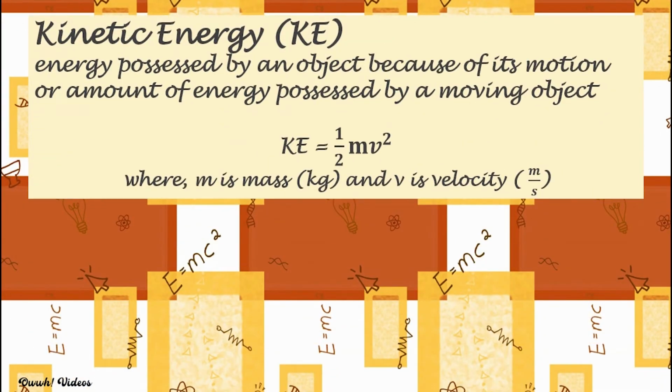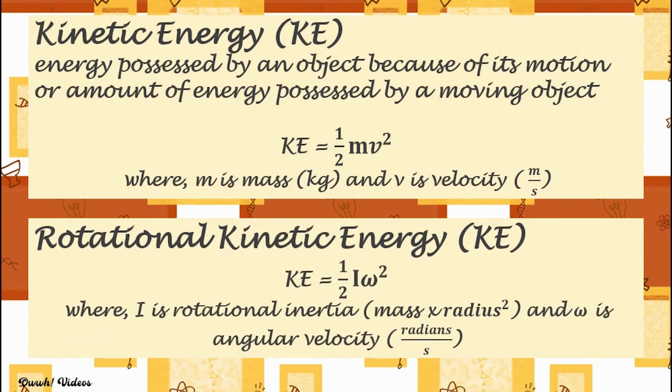Kinetic energy: energy possessed by an object because of its motion, or the amount of energy possessed by a moving object. KE equals 1/2 m v squared, where m is mass and v is velocity. Rotational kinetic energy: KE equals 1/2 I omega squared, where I is rotational inertia and omega is angular velocity.